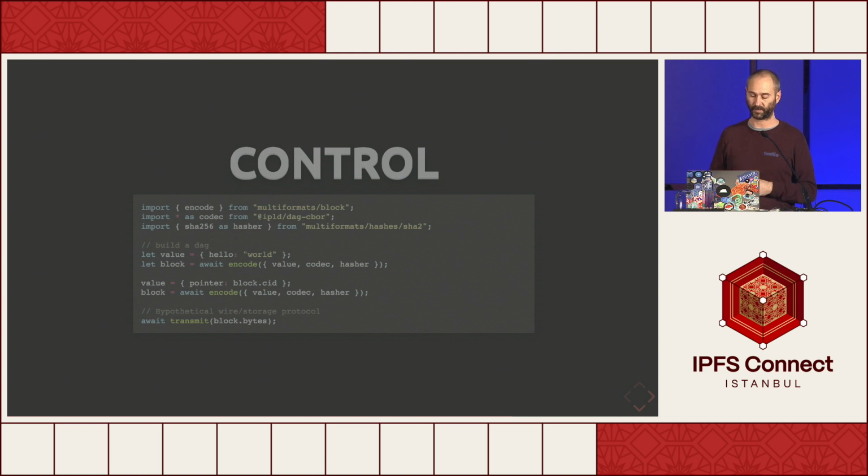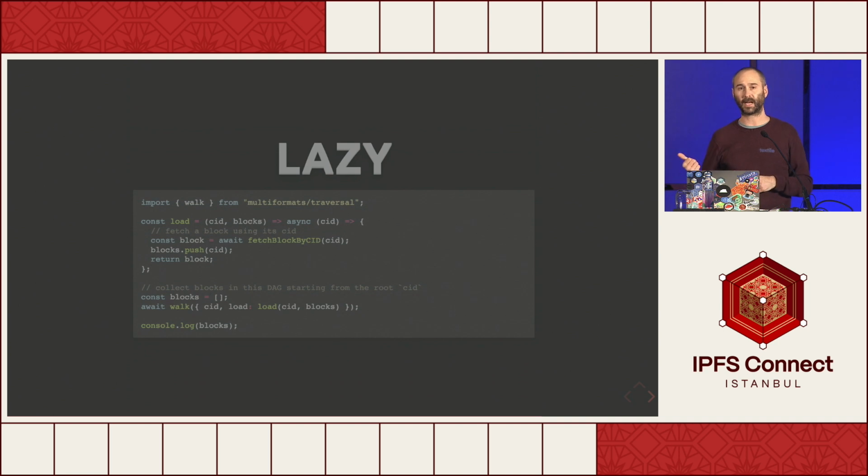And so, a hypothetical wire or storage protocol that I'm using to transmit data. Maybe I transmit the raw bytes. Maybe I transmit the CID, and then I get you to fetch the bytes over IPFS. However I want to ship this information around, we've got a canonical representation of it that we can talk about. And then on the other side, I might actually then go fetch it.